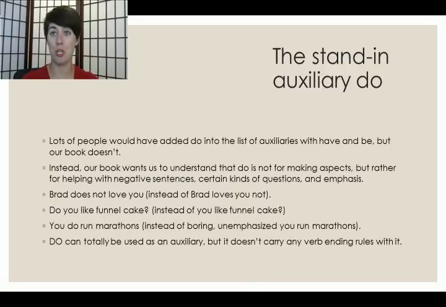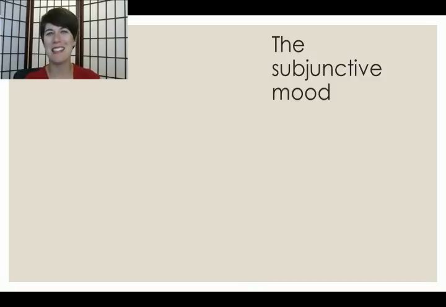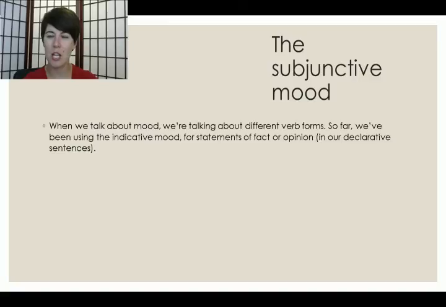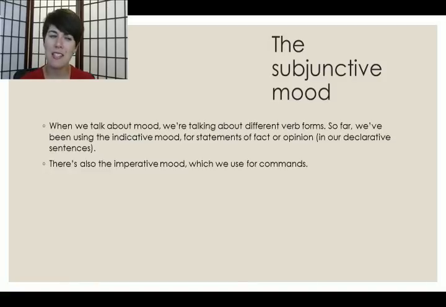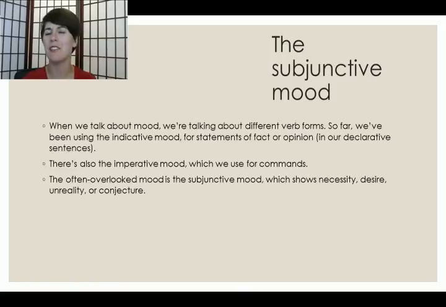Let's talk about mood for a moment. The subjunctive mood. So when we talk about mood, we're talking about different verb forms. We've been using the indicative mood this whole time for statements of fact or opinion. We're using declarative sentences, so that makes sense. There's also the imperative mood, which we use for commands. And then there's the subjunctive mood, which doesn't get a lot of love in English. We just don't pay that much attention to it.